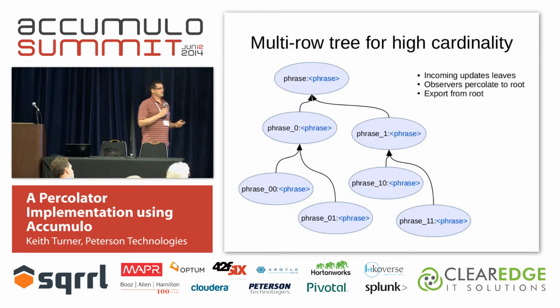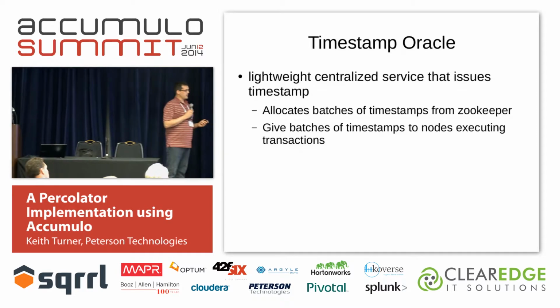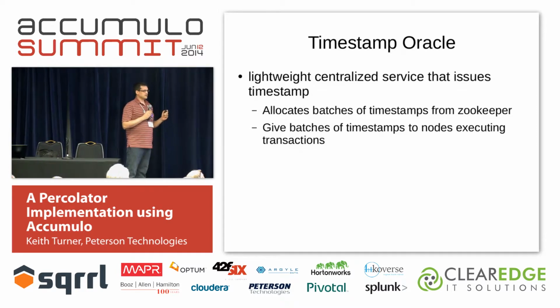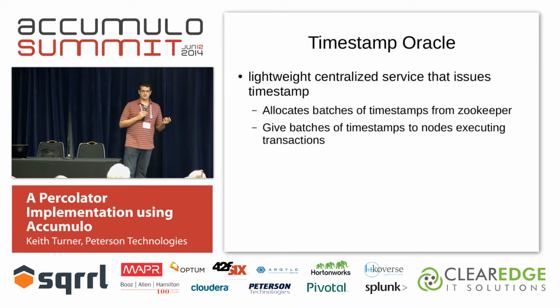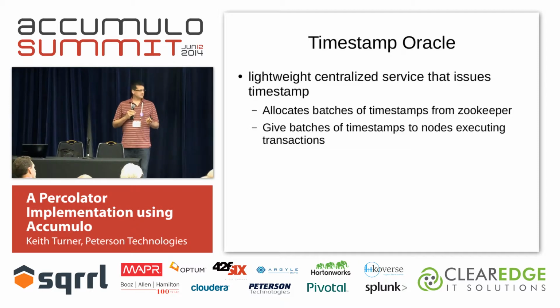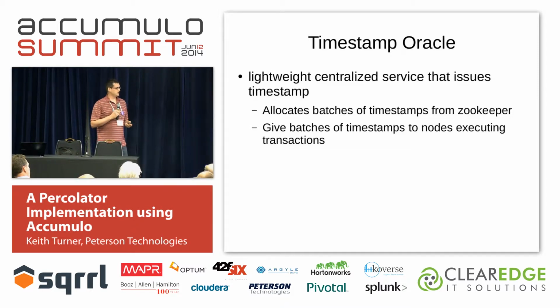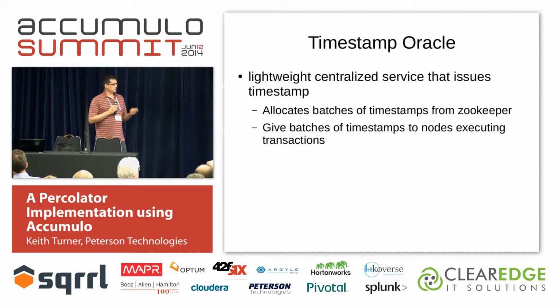So I've been talking about the example. I'm going to start talking about the implementation of Percolator. And this is stuff that's in the paper. I'm going to cover some things also that they didn't talk about in the paper. I'm kind of curious how they did it. But one of the things they talk about in the paper is this timestamp oracle.